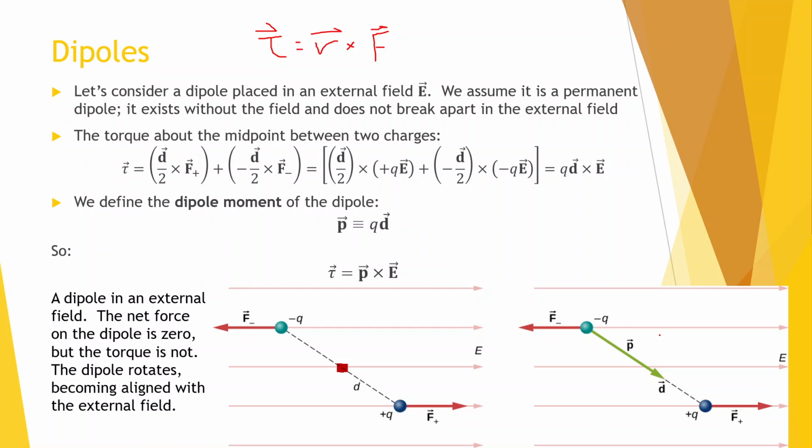So because the torque is not 0, then we will get a rotation within these dipoles. So the dipole will rotate and it becomes aligned with the external field. And so this is what we have here and here, just showing that. And this is also showing our P, or our dipole moment, along with our displacement here. Okay. All right, our displacement vector, I should say. So again, when we have these dipoles, we will have a torque involved. So these dipoles are going to rotate.